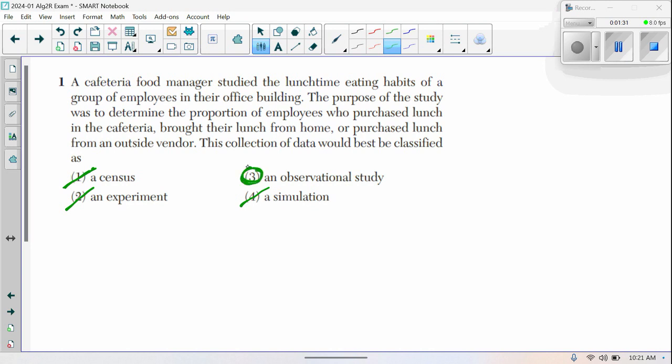How terrible of me to assume that it's a man doing this study. But whoever's doing the study, they're going to observe the people. Okay, the eating habits. You're going to see who's bringing in what and from where. That's really it. Problem 1 is done.